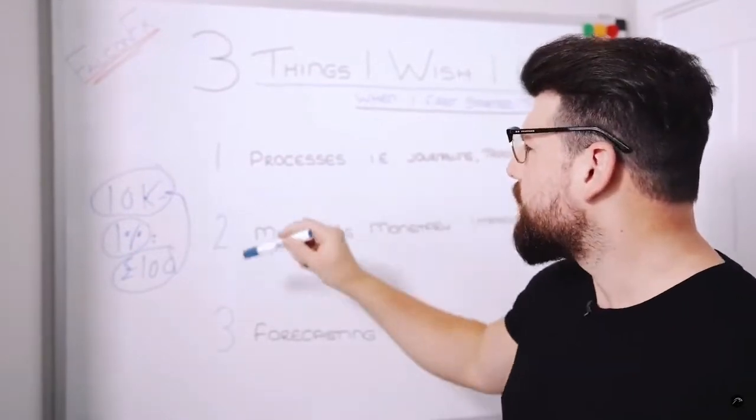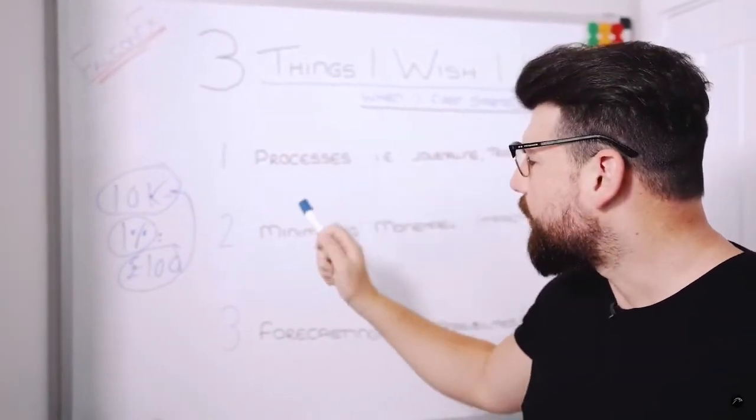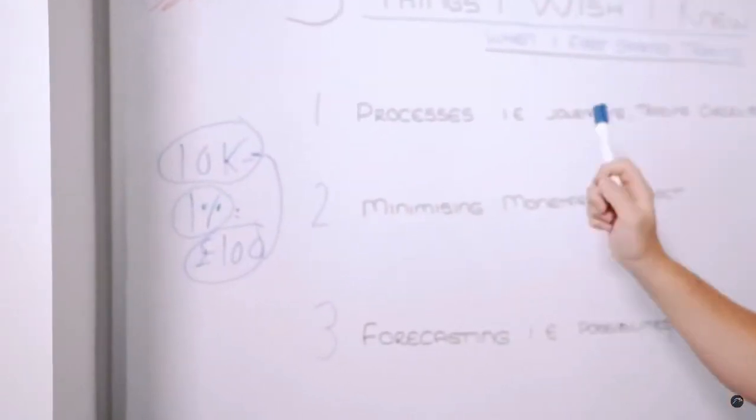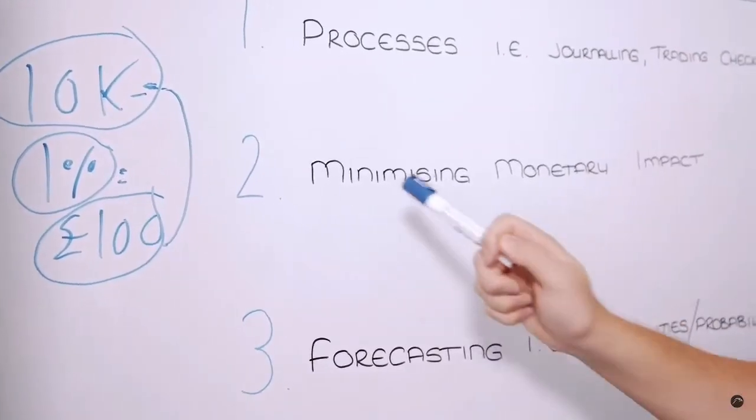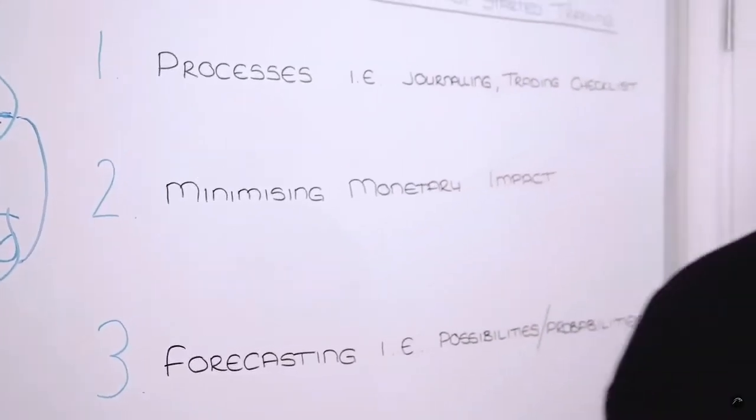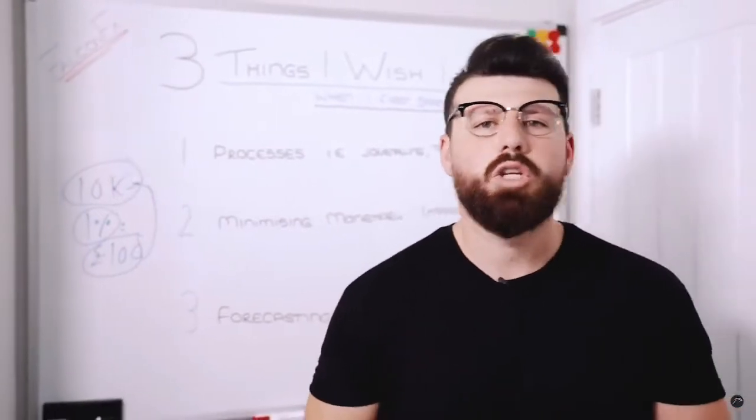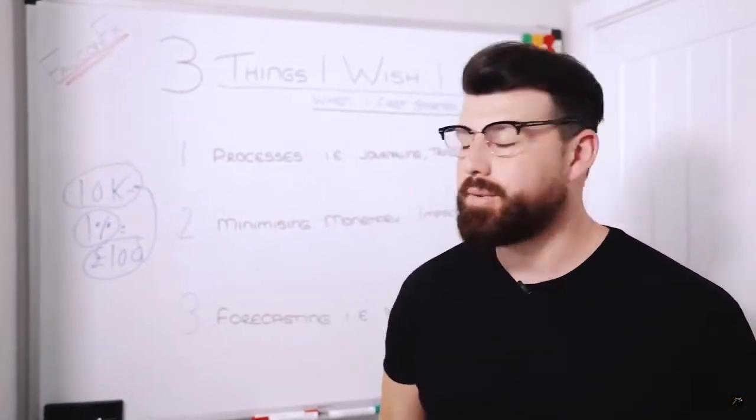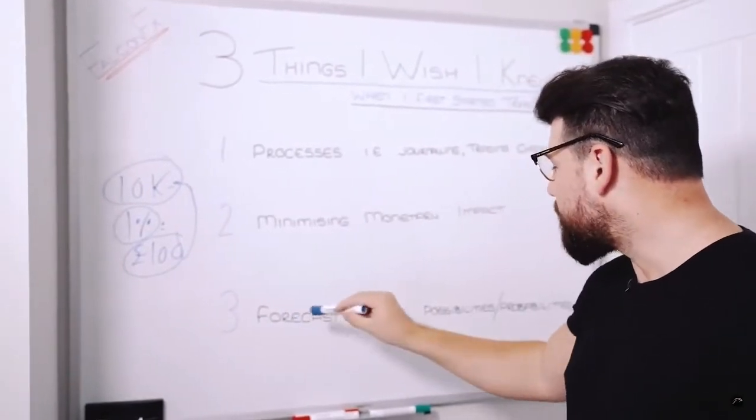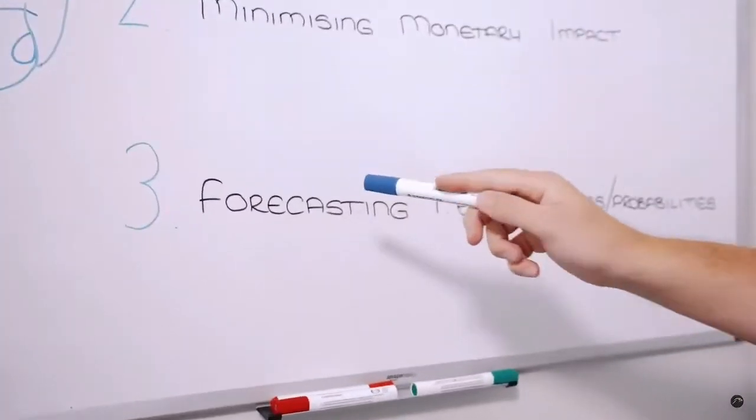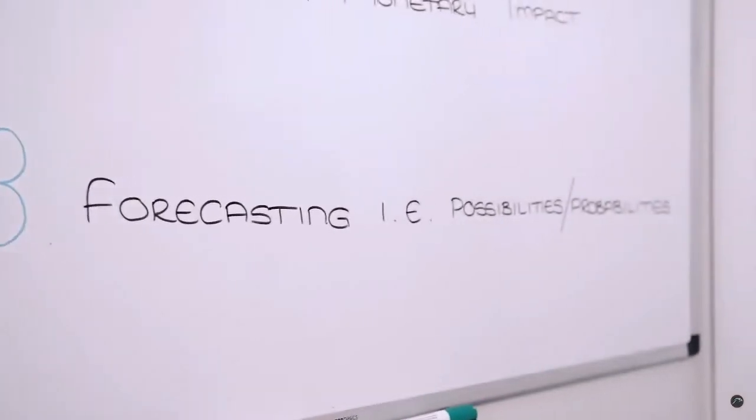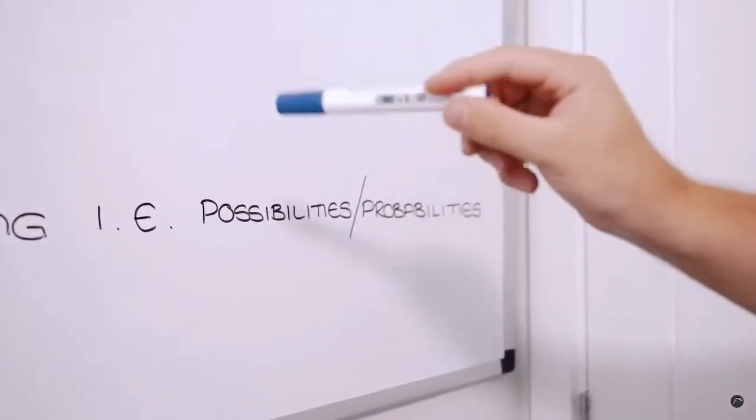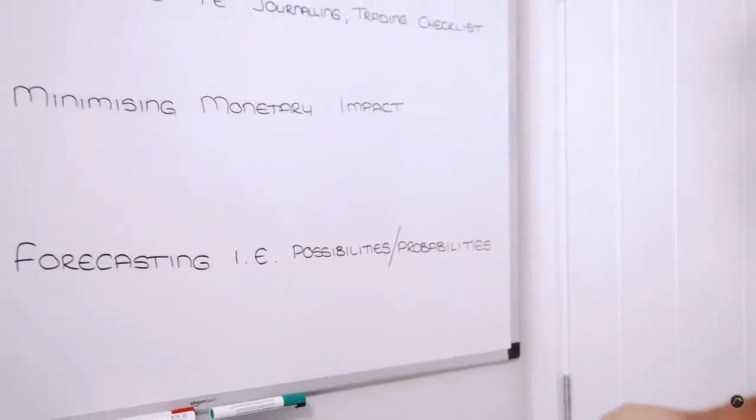So 2 things so far: having great processes, and if I could at the beginning just really understand, or have the guidance, if you like, to minimize the impact of the monetary value, that would have changed so much. I would have saved myself so many years, and I think I would have scaled a lot quicker. So good 2 tips there. Third part is forecasting. Now, arguably forecasting could come in processes, but it's so important that I wanted to put it on its own.